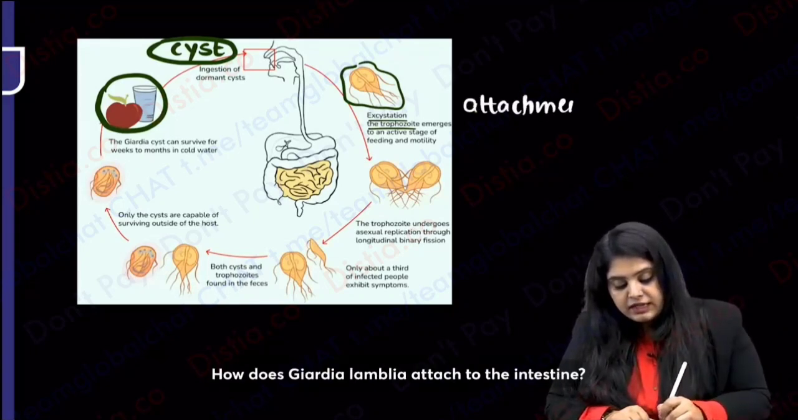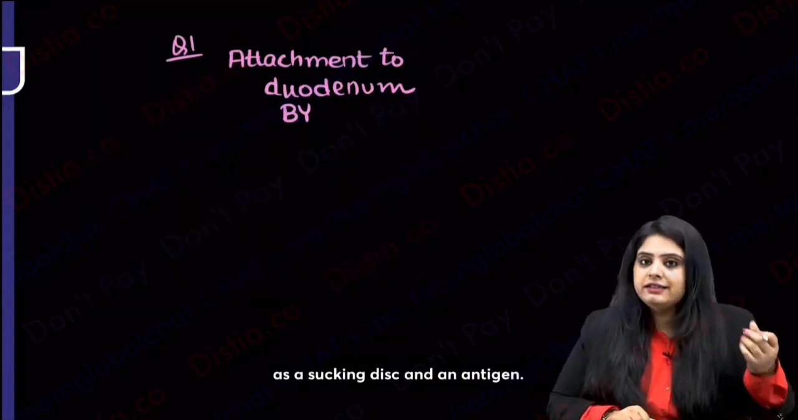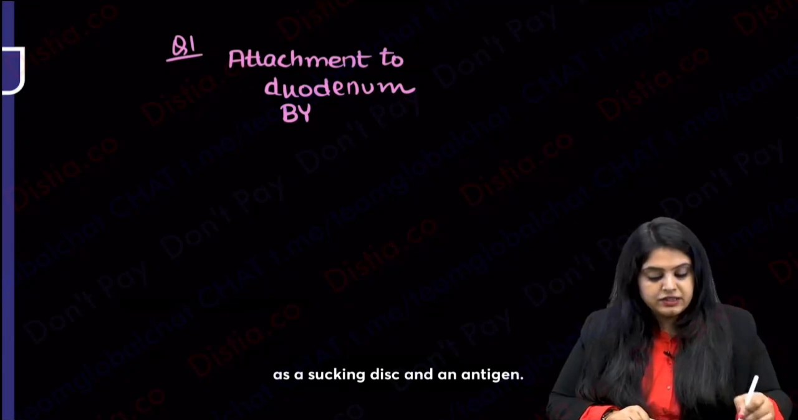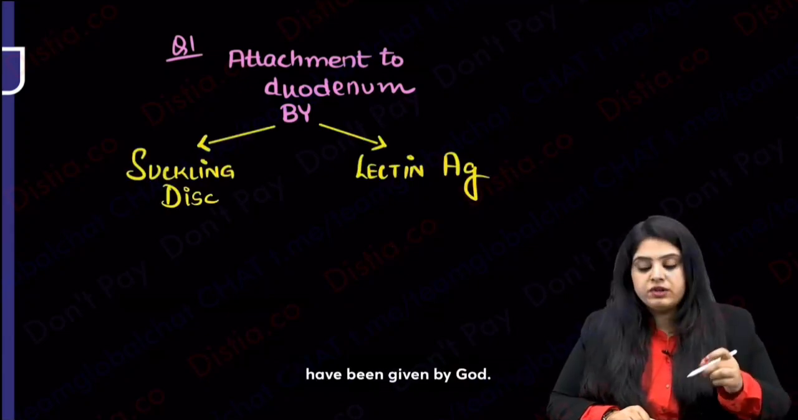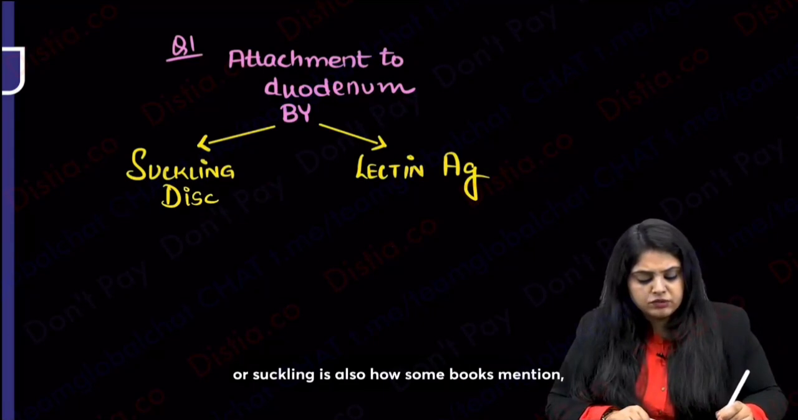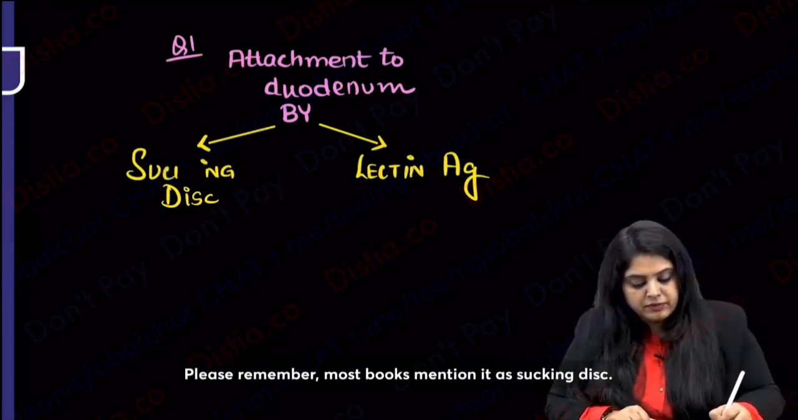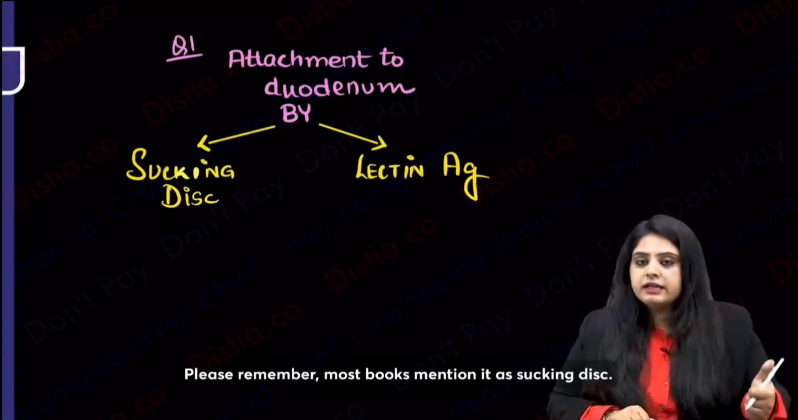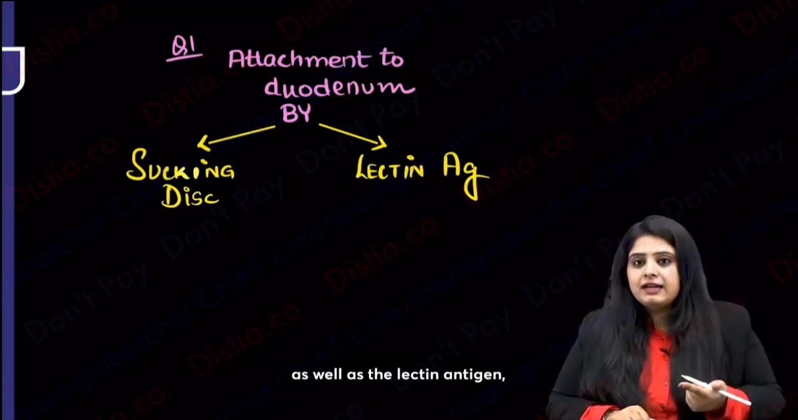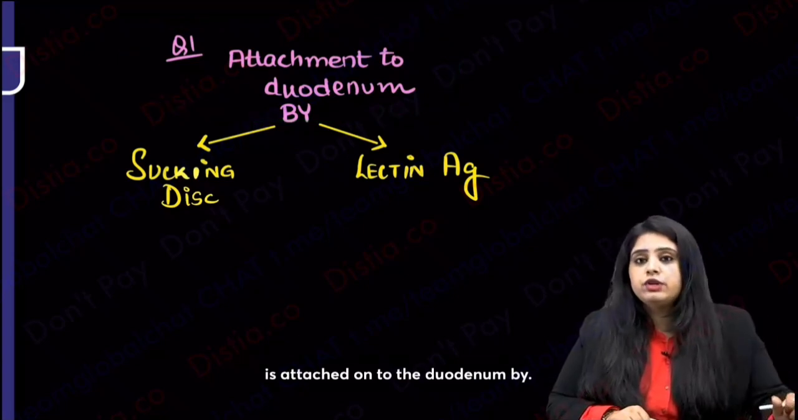How does Giardia lamblia attach to the intestine? Remember, there is something known as a sucking disc and a lectin antigen. These are the two things that have been given by God. Repeating once again, there is a sucking, or suckling is also how some books mention, but most books mention it as sucking disc. Please remember, most books mention it as sucking disc. So sucking disc or suckling disc as well as the lectin antigen, these are the two things that the organism has attached onto the duodenum by.